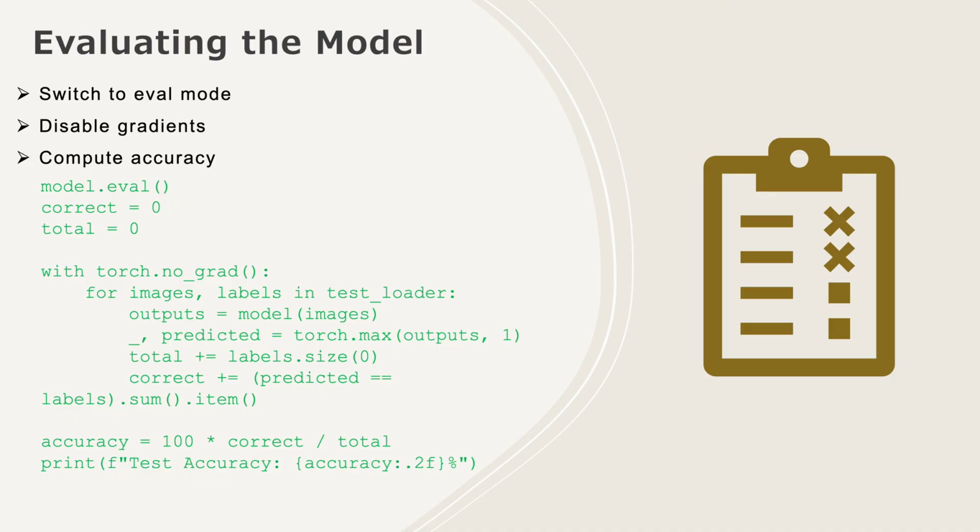We then increase the total count by the number of images in the batch. We also increase the correct count by the number of predictions that match the true labels. After the loop finishes, we compute accuracy using the formula. Accuracy equals 100 times correct divided by total. Finally, we print the test accuracy to see how well our model generalizes to unseen data.